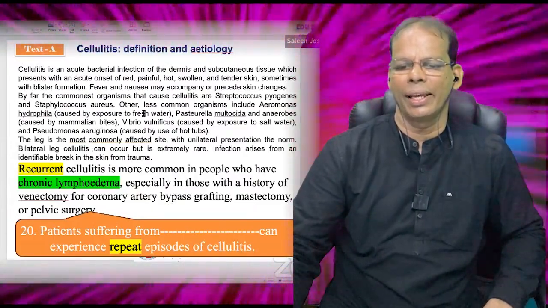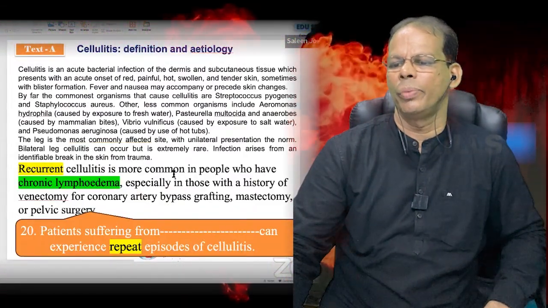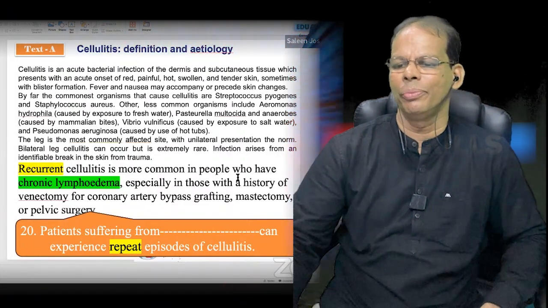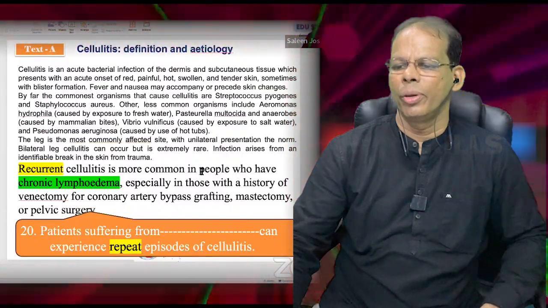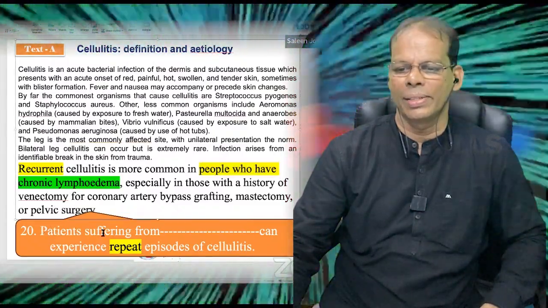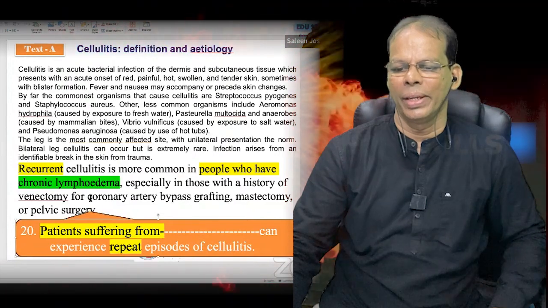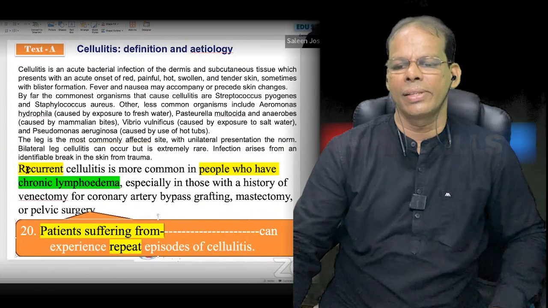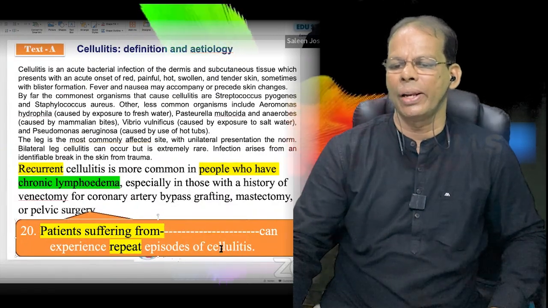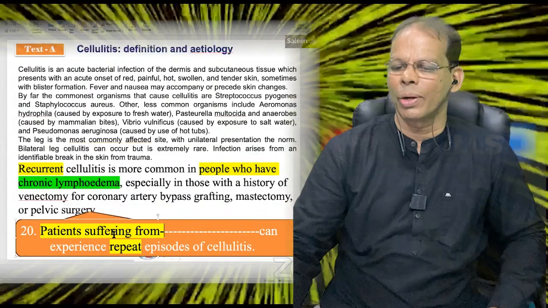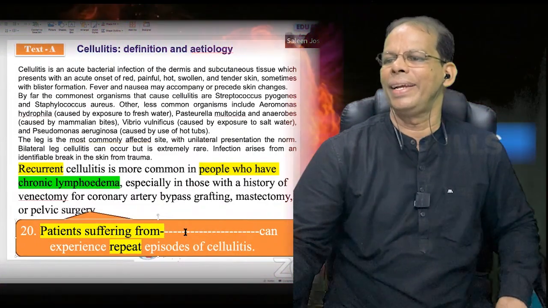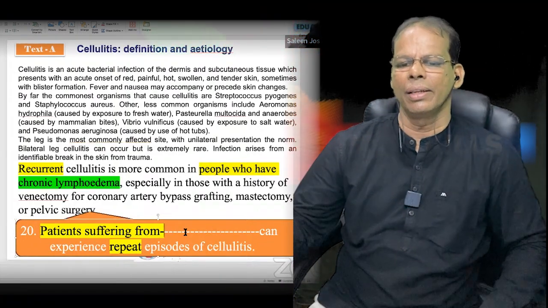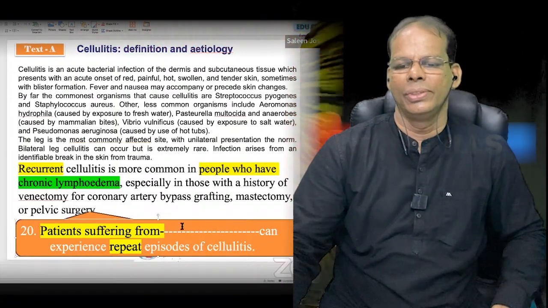Patient suffering from dash can experience repeat episodes of cellulitis. See here, recurrent cellulitis is more common in people who have. Patients suffering from, the synonym is people who have. Recurrent here means repeat episodes of cellulitis. So, patient suffering from dash means suffering from a condition, right? It should be the name of a condition. So you have the answer here.